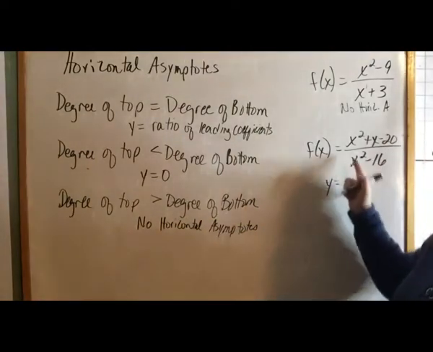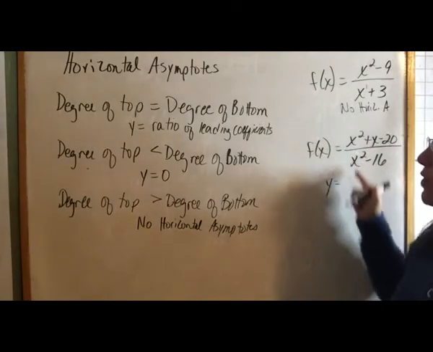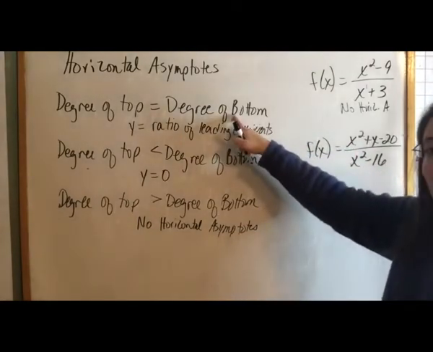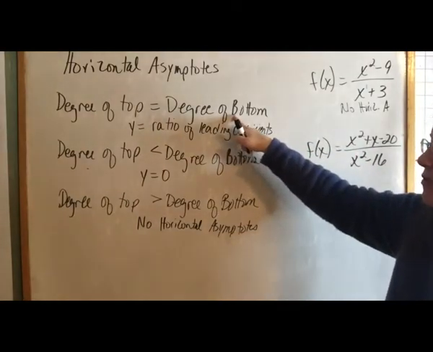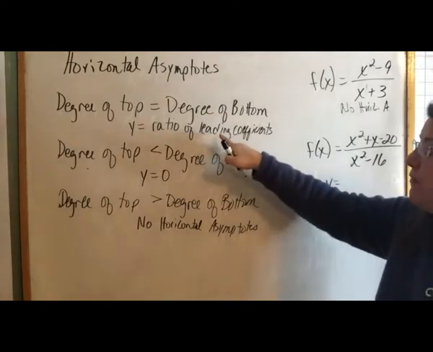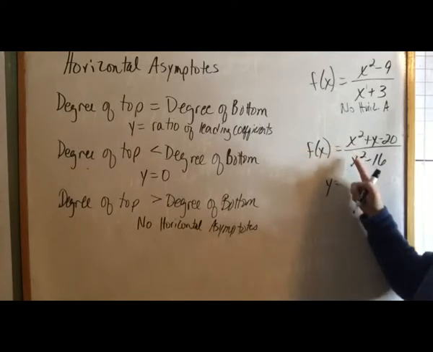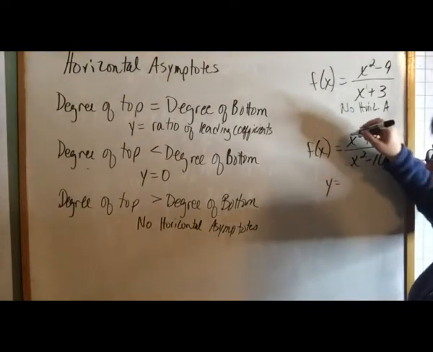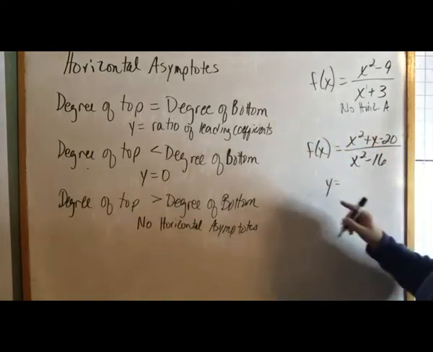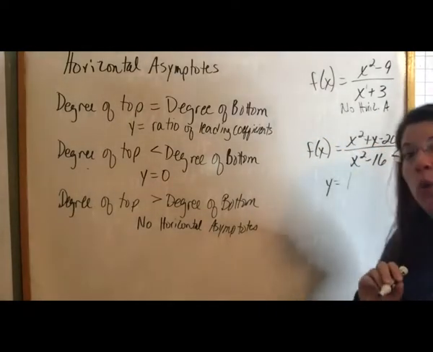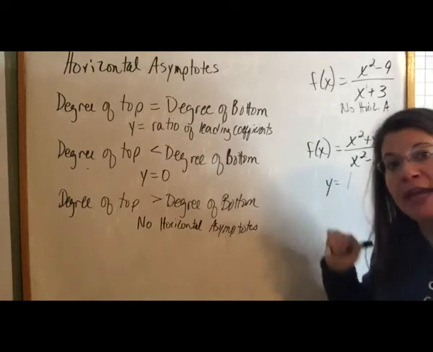So with this one, since the degrees are both 2, those degrees are the same. So the degrees are equal. The top and bottom are equal. So my ratio of the leading coefficients: my leading coefficient on top is a 1. The leading coefficient on the bottom is a 1. So the leading coefficient ratio is 1 over 1. So y equals 1 would be the horizontal asymptote for that equation.